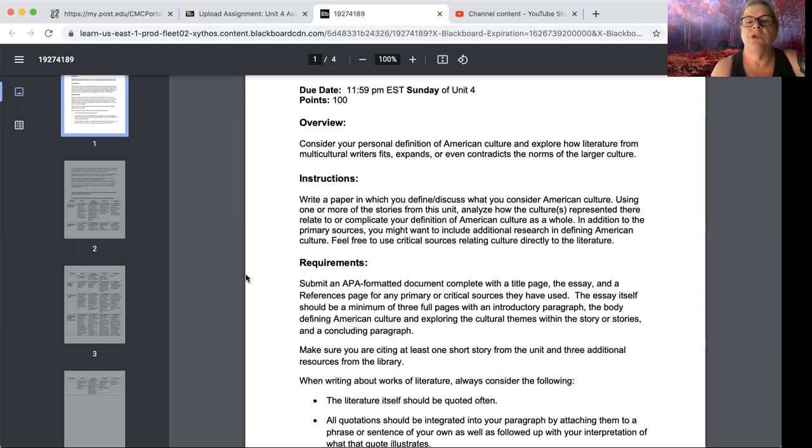Using one or more stories from the unit, analyze how the culture represented there relates to or complicates your definition of American culture as a whole. In addition to the primary sources, you might want to include additional research in defining American culture. Feel free to use critical resources relating culture directly to the literature, definitional stuff, whatever you want to do. You're not required to. You're only required to use one of the stories from the unit. But with any sources that you use, you're going to want to include a references page with the full APA citations for those, as well as in-text citations for anything that you quote or paraphrase.